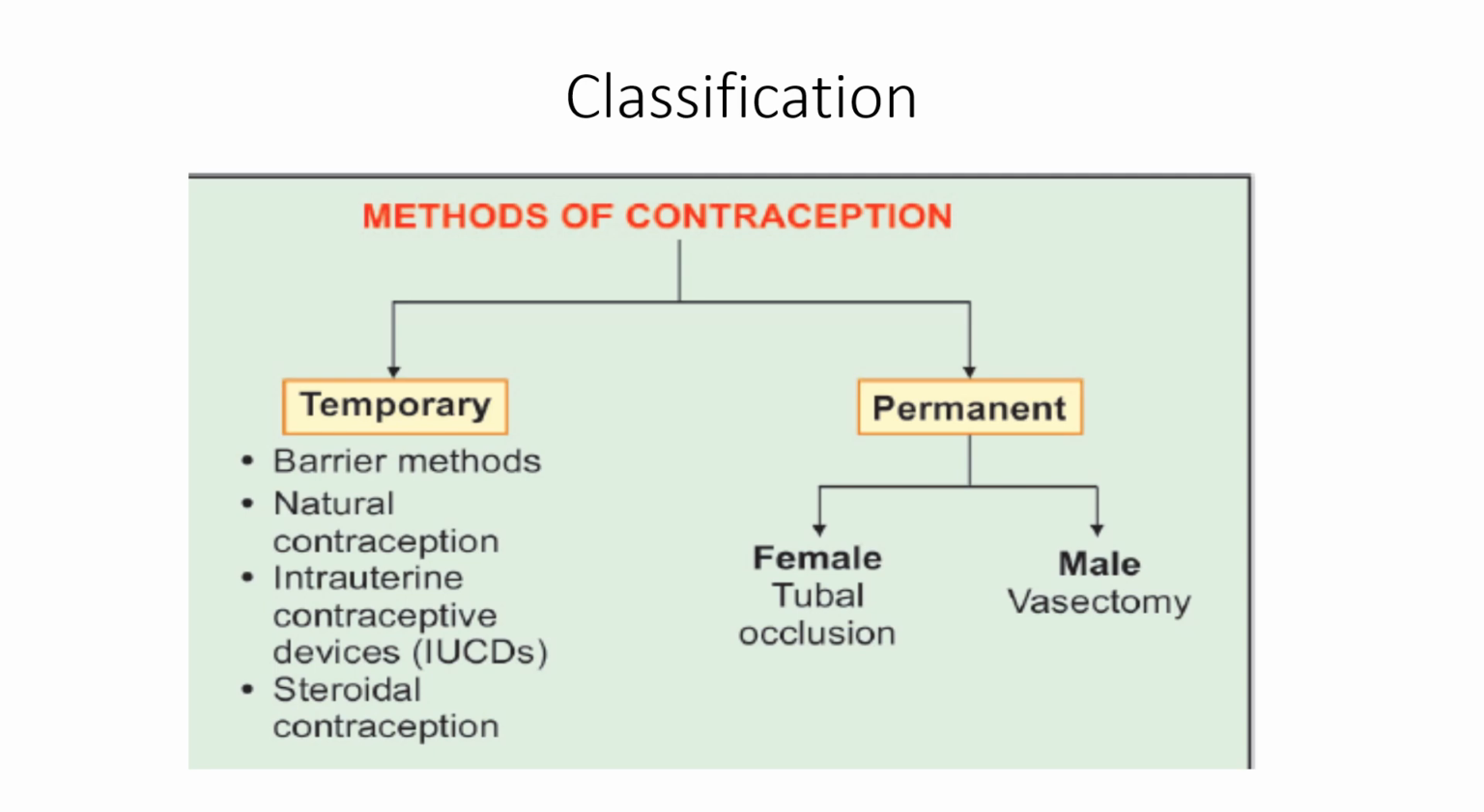Regarding the classification of methods of contraception, we can divide it into two types. One is temporary methods of contraception, another is a permanent method. The temporary methods can be of different types. One is a barrier method, for example, the condoms or the diaphragm. Natural contraception, the intrauterine contraceptive devices, and the steroidal contraceptives. Regarding the permanent method of contraception, there may be the tubectomy in case of female and the vasectomy in case of male.